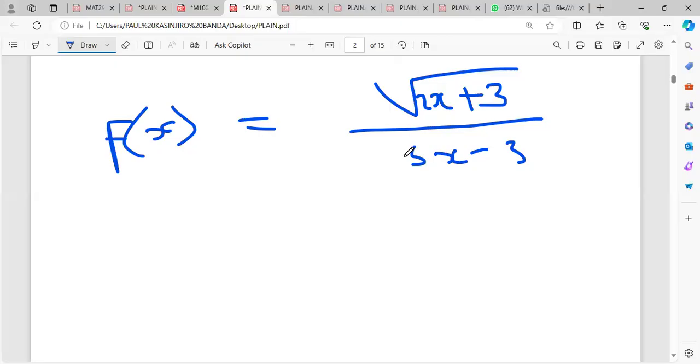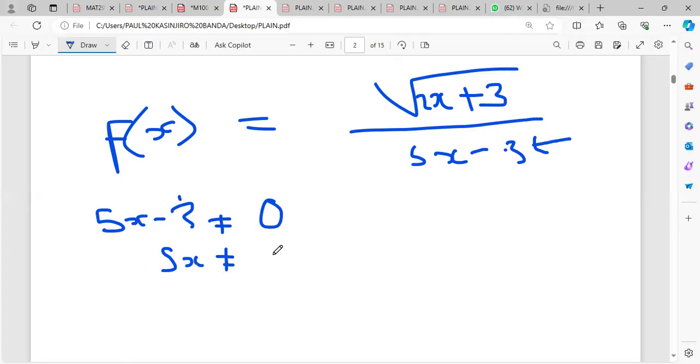For the domain, we know that for a rational function, the denominator should never be 0. So we say 5x minus 3 should never be 0, and then we solve for x. 5x will not be equal to 3, so x should never be equal to 3 over 5. This is the first condition for the rational function.